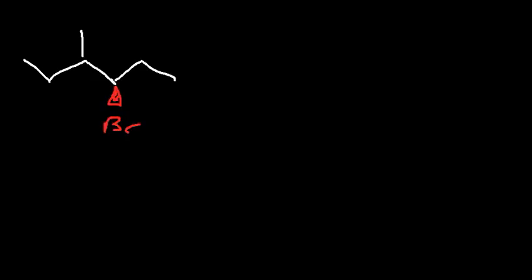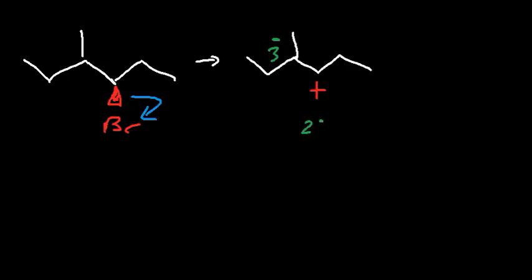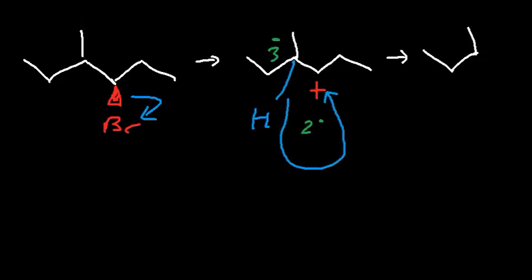The first thing that happens is the leaving group leaves for an SN1 reaction. And so we get this secondary carbocation. Now, it's adjacent to a tertiary carbon. And so what's going to happen is you're going to have a hydride shift. This hydrogen is going to glide towards that carbocation. And now we're going to get a tertiary carbocation. And at this point, water will attack it.